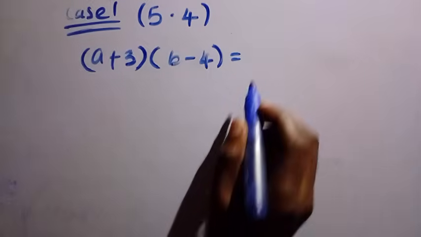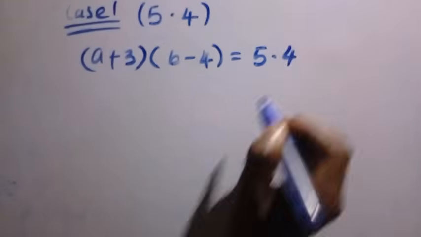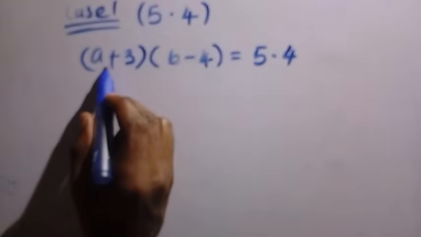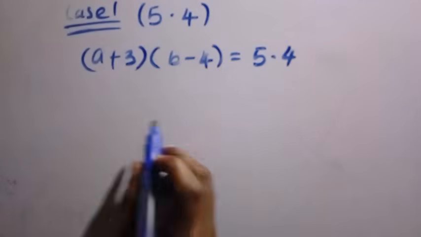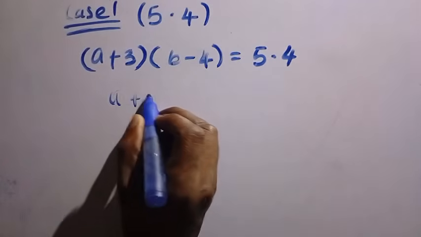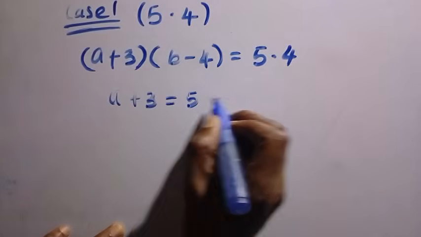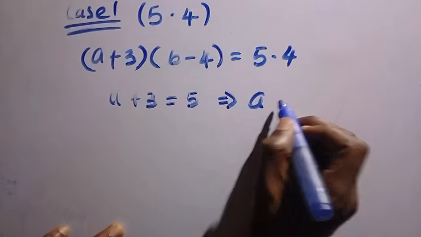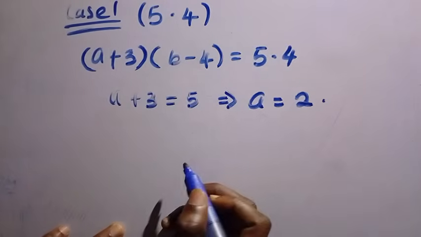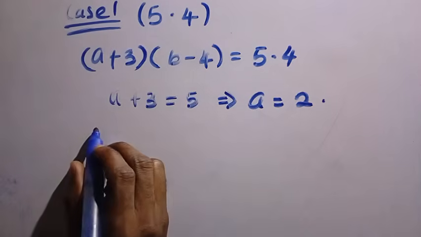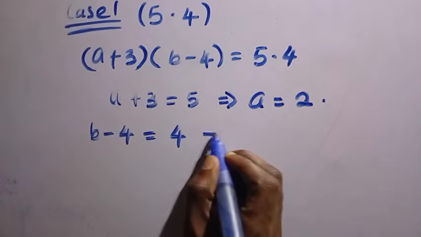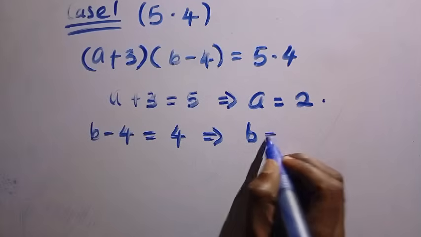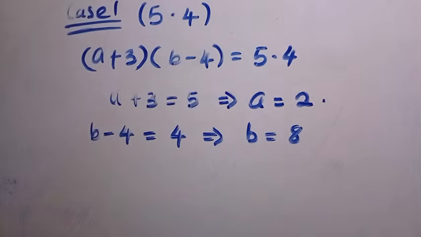Let's consider the first case, which is 5 multiplied by 4. We let A + 3 = 5 and B - 4 = 4. So A + 3 = 5 implies that A equals 2. Again, B - 4 = 4 implies that B equals 8.